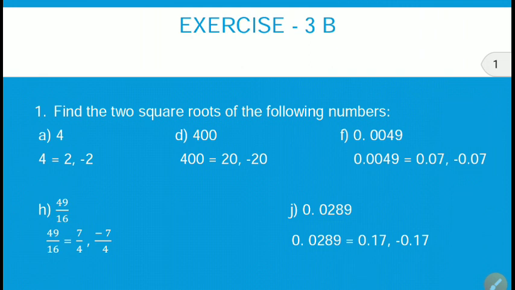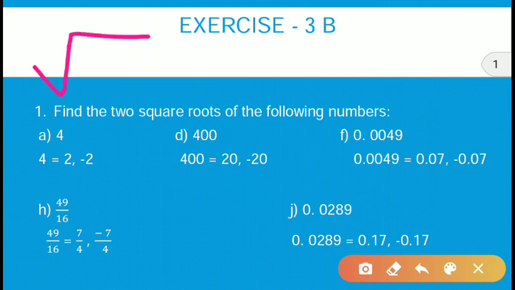Okay, so let's start today our exercise 3B. And the first question is, find the two square roots of the following numbers. And the first number is 4. You need to write two square roots of the number 4. Okay, square root means this is the symbol of square root. Square root of 4 means this, we can write it like this. This symbol is known as square root.